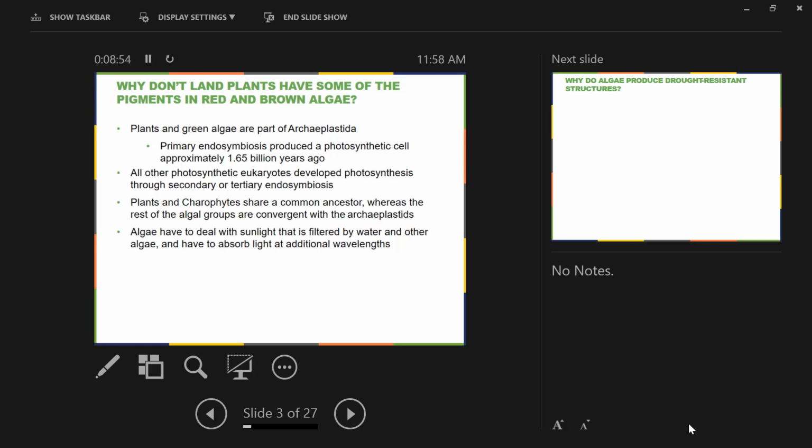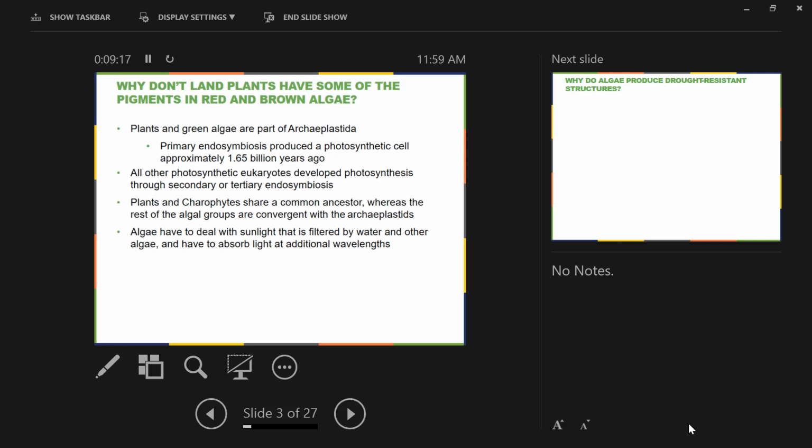So algae are interesting. So yeah, one way to answer this question of why don't land plants have some of the pigments in red and brown algae? One way to answer that is because they don't come from the same ancestor, right? That's one way to answer this question. They don't come from the same ancestor, therefore you'd expect there to be some differences.